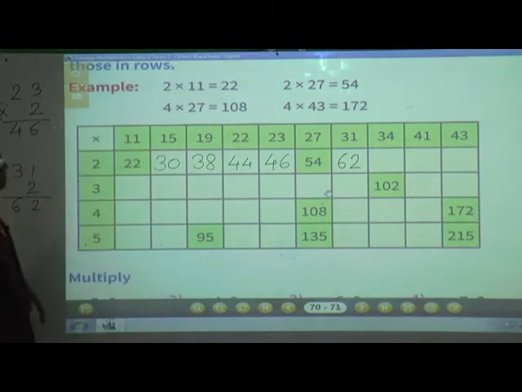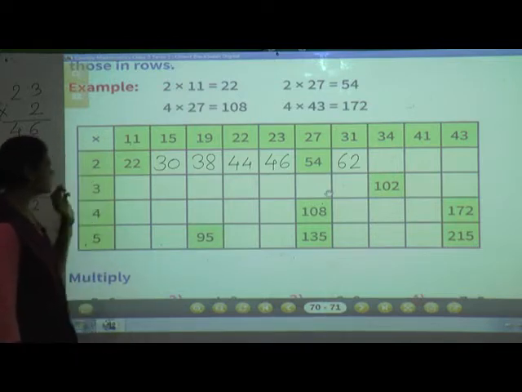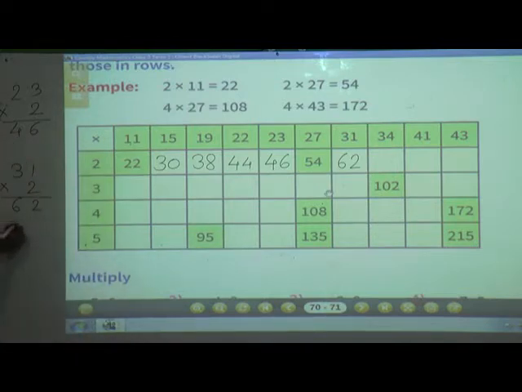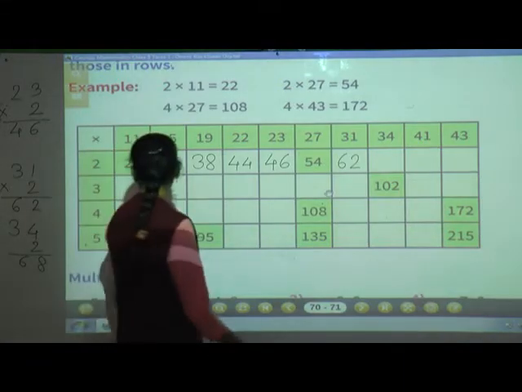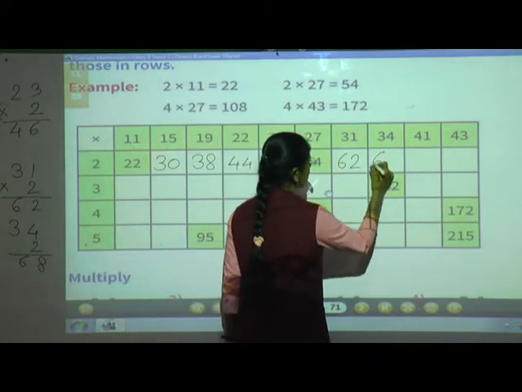Okay. Next see the 34, and here 2 is there. So again do the multiplication. 34 into 2. 2 4s are 8 and 2 3s are 6. So 34 into 2 is equal to 68. So write here 68.